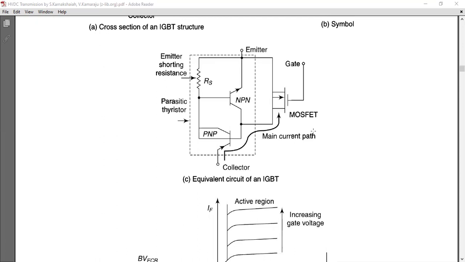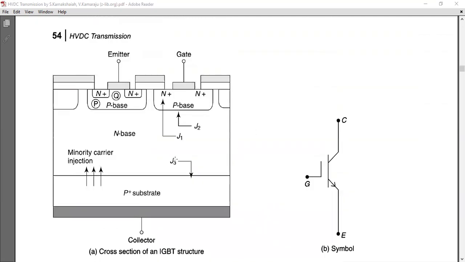Here also, current flow will not occur when a negative voltage is applied to the collector with respect to the emitter, because the lower junction J3 will be reverse biased.